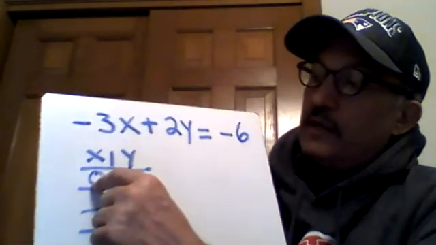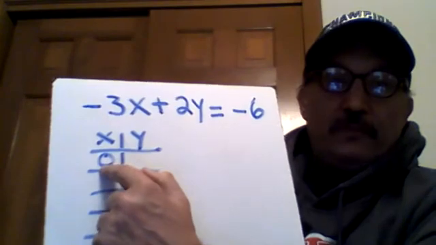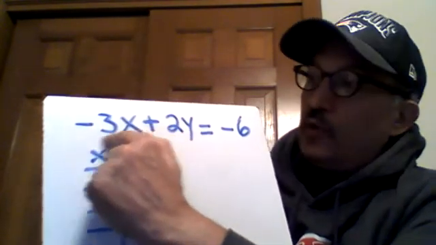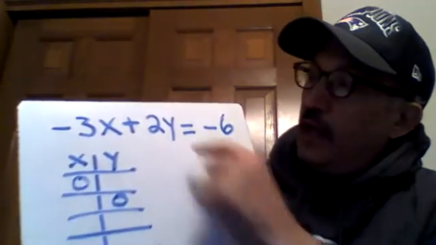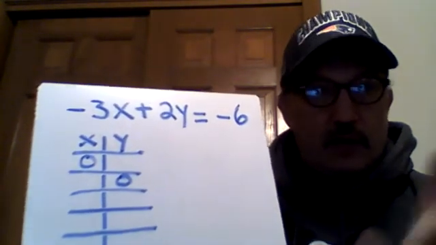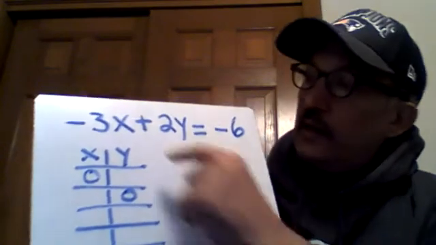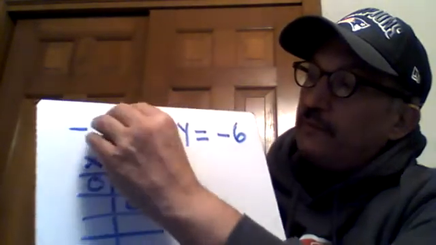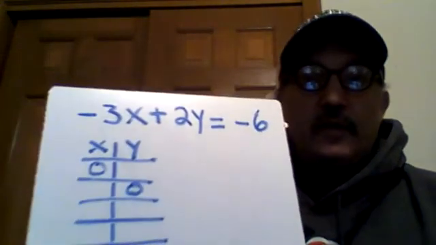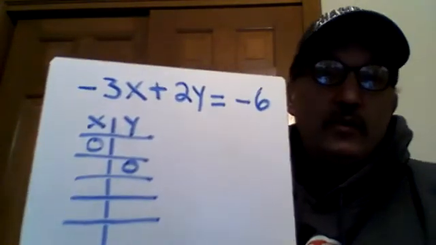Let's start by saying that x will be 0. If you substitute 0 for x here, of course, that first term will go away, and you'll have 2y equals negative 6. I'm not going to write this out. I think you can follow it mentally, right? Putting a 0 in for x, the equation becomes 2y equals negative 6. And then dividing each side by 2, you would get y equals negative 3.